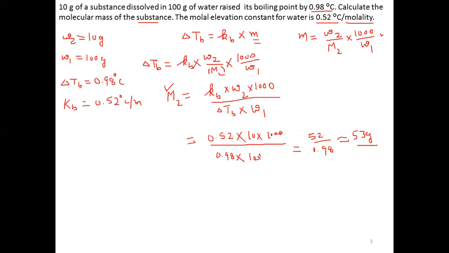So this is the molecular weight of the solute that we have to calculate. So we have calculated it from elevation in boiling point. It was quite an easy numerical. We just have to put the values to get the molecular weight of solute. Now let us move to the next numerical.